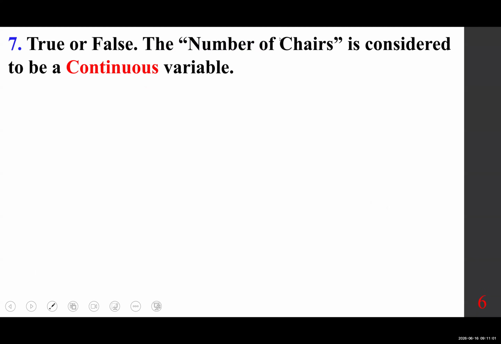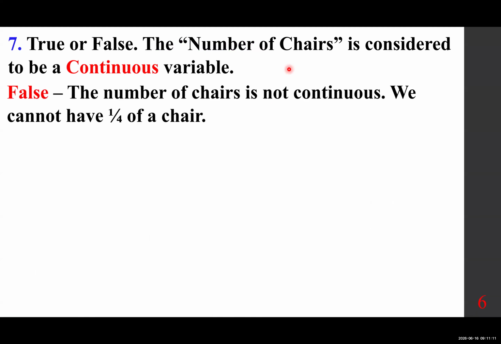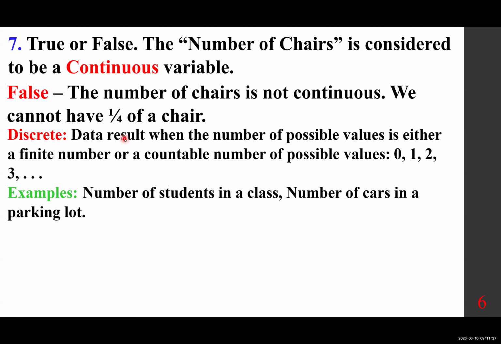True or false? The number of chairs is considered to be a continuous variable. That's a false statement. The number of chairs is not continuous. We cannot have 1/4 of a chair. Well, let's discuss that further. Discrete.